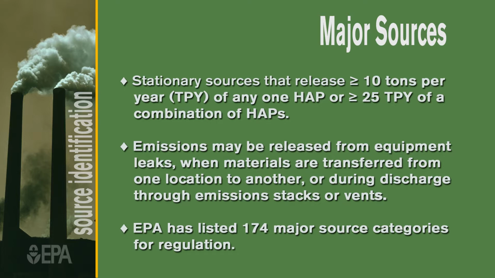They can be released from a variety of different units within facilities. They may be released as fugitive sources from equipment leaks. They might be released when we're conducting material handling, loading, unloading, or they can be released from stacks or vents from processes. We have 174 major source categories that we have developed regulations for.